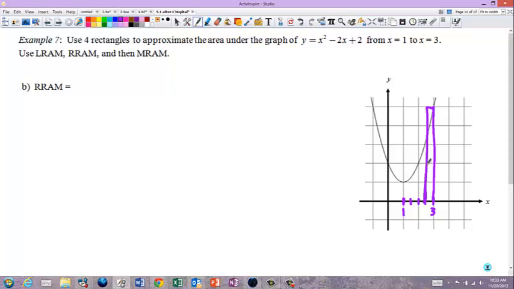On this one, I go all the way up to there. Go over, come all the way down. Change colors. Go all the way up. Oops, I did not change colors. Go all the way up to there. Come over, come all the way down. Go up that side, over, all the way down. So I have four rectangles where our right Riemann sum means your endpoints lie on the right side.